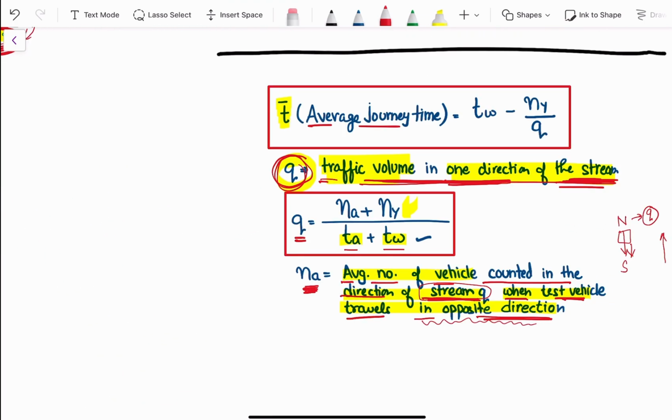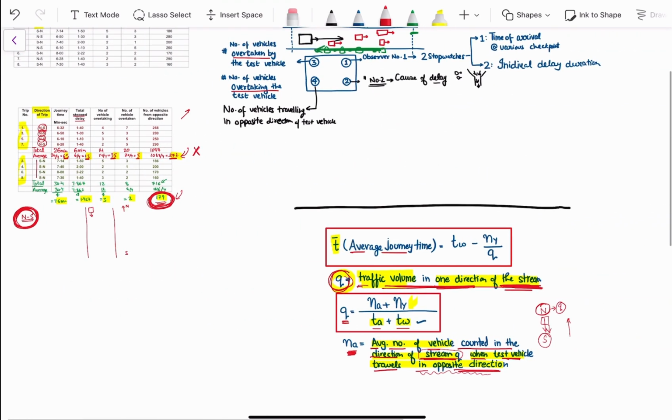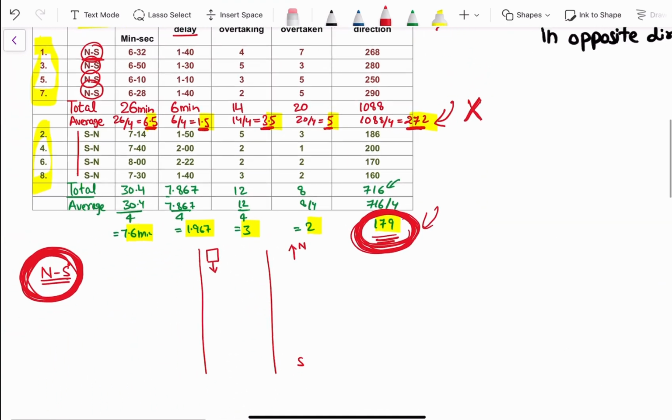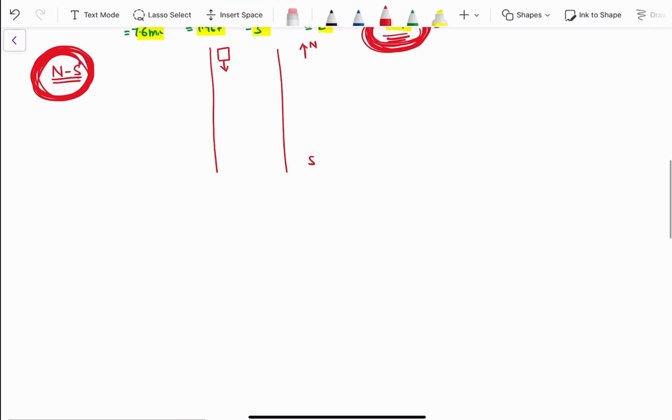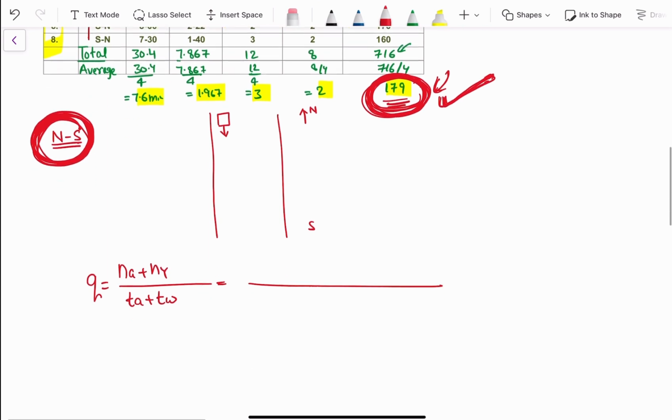So here our direction of stream is north to south. So whatever parameter that we are going to take will be from north to south. Okay. So doing so, our value is 179. The value of Q is NA plus NY divided by TA plus TW. Right. So our NA will be 179.